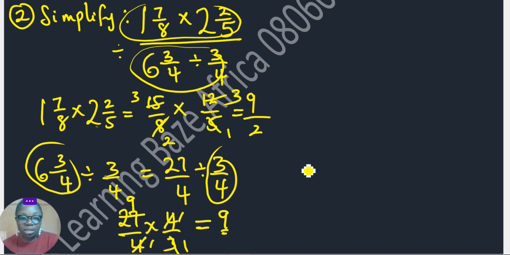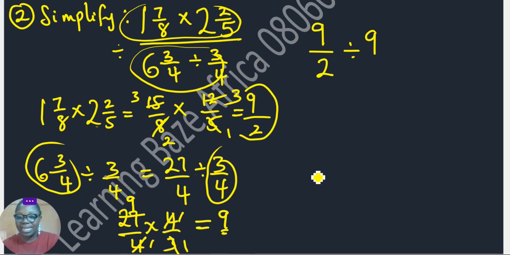Because we are meant to divide the numerator by the denominator. So the answer for the numerator is 9/2, as we have here. The denominator is 9, so that will be divided by 9. Like I said, anytime you're dividing by a fraction, multiply by the reciprocal of that fraction. So we are dividing by 9.